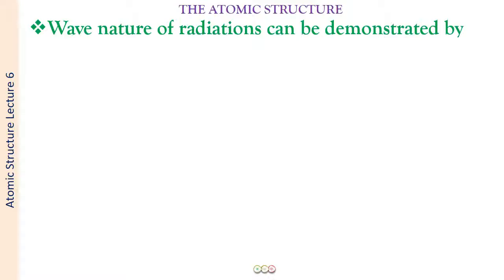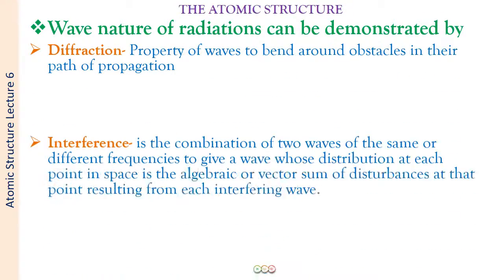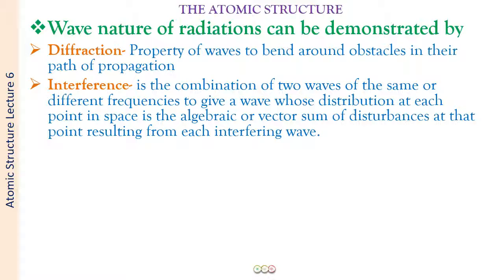And now that you know that the electromagnetic radiations have a wave nature, can we demonstrate that these have a wave nature? Yes, we can. We can do this by two phenomena. One is diffraction and the other is interference. And all sorts of waves, be it water waves, the sound waves or the light waves or any other electromagnetic wave, they all are going to show these phenomena. And that is how we come to know that these radiations have a wave nature. So what is first of all diffraction?